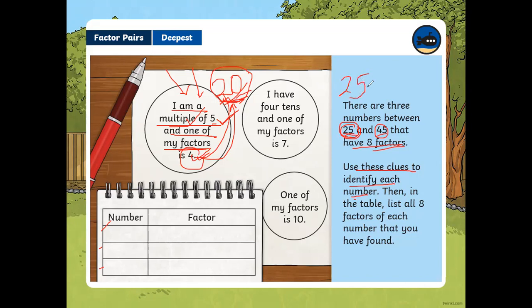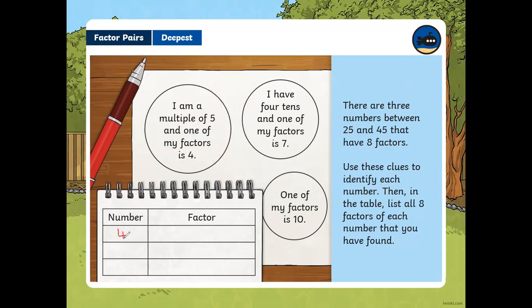25. 4 is not a factor of 25. And I have to go in the multiples of 5. 30 also cannot, because 4 cannot be a factor for 30. Then go to 35. Also 4 cannot be. So the only number you're going to get is 40. Because 40 is a multiple of 5. And 4 is a factor of 40.